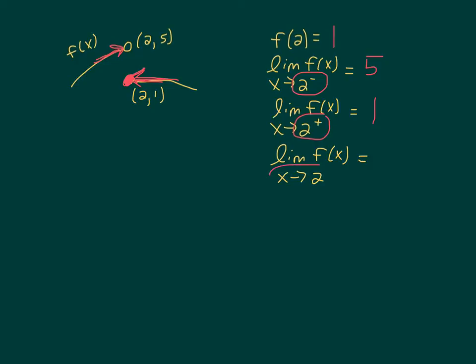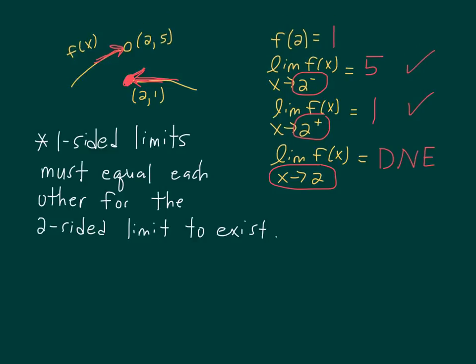And now the overall limit, now if you don't see a little plus or minus, it means we're approaching it from each side. Well, this would not exist. So DNE, does not exist, because these two one-sided limits do not match up. So let's jot that summary fact down. Okay, so here it is. One-sided limits must equal one another in order for the two-sided limit to exist. So once again, back up here, these one-sided limits, that means as you approach it from the left and as you approach it from the right, that must be the same number for the overall limit, which we call the two-sided limit, to exist.